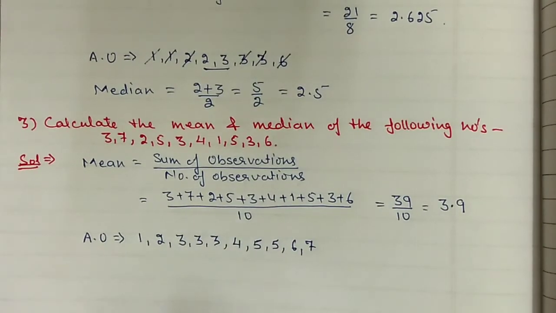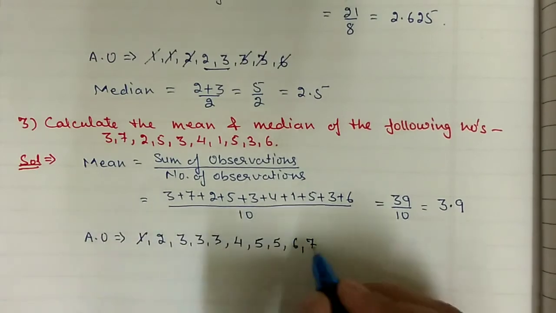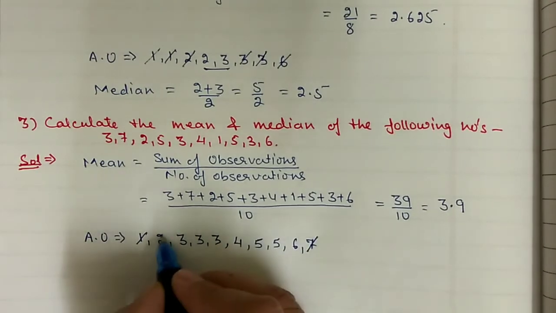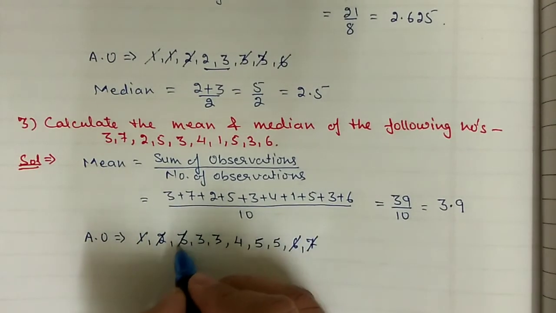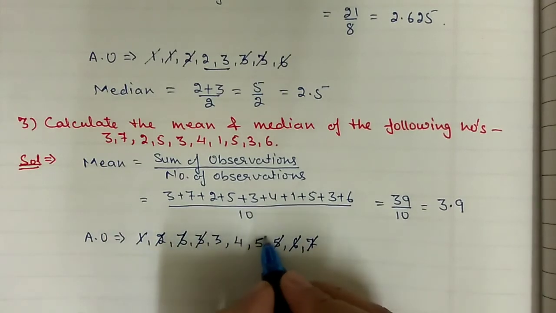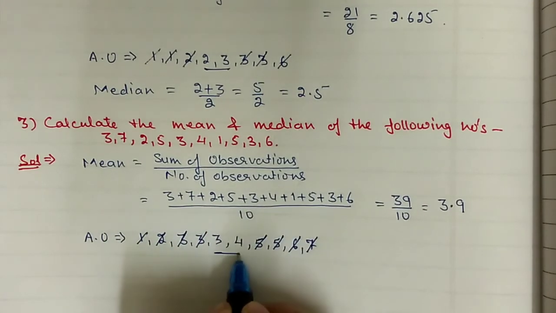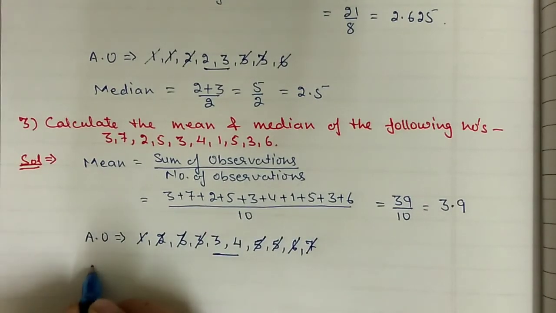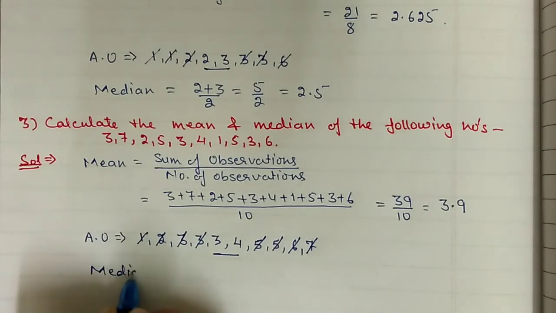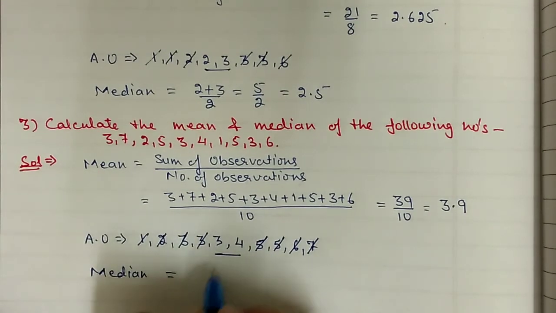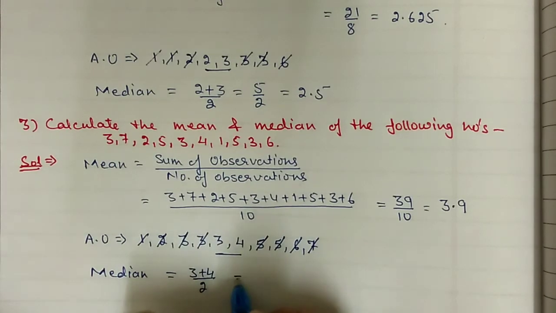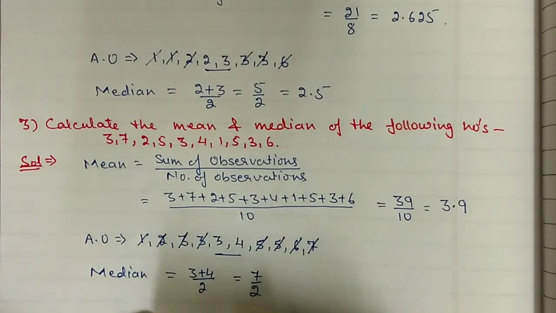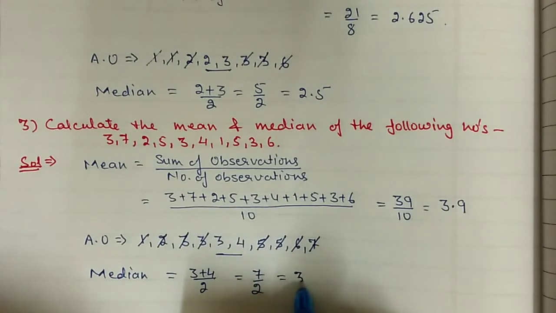After arranging in order, then we will scratch one number from starting, one number from last, second number, third number, fourth number, and then in between we have two numbers. So median will be average of these two numbers, 3 plus 4 divided by 2, 7 by 2, which is equal to 3.5.